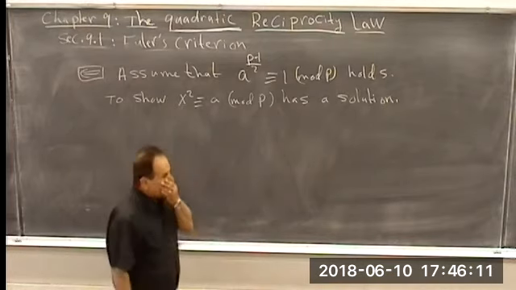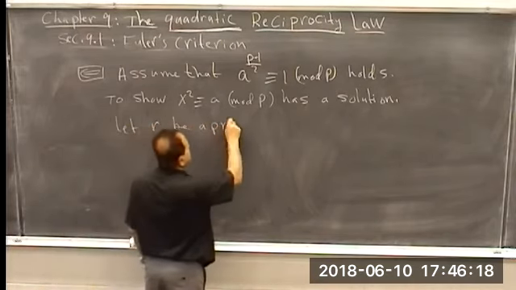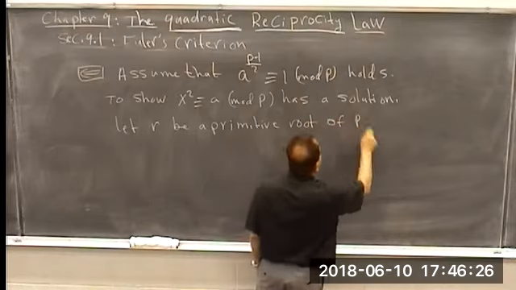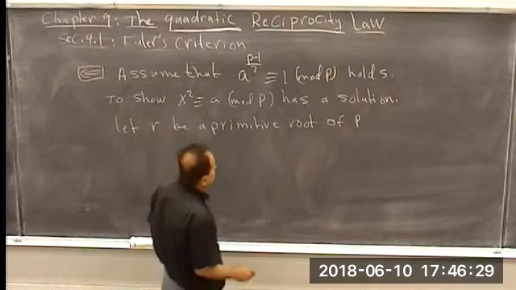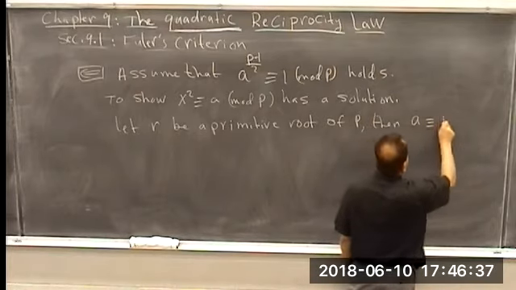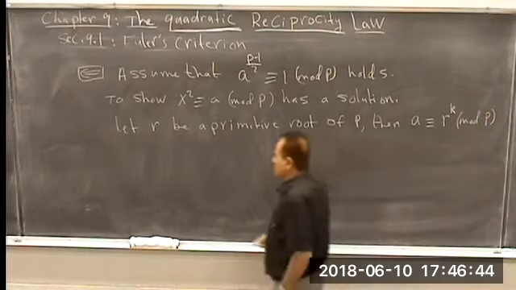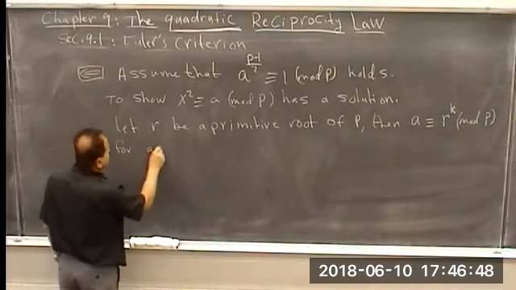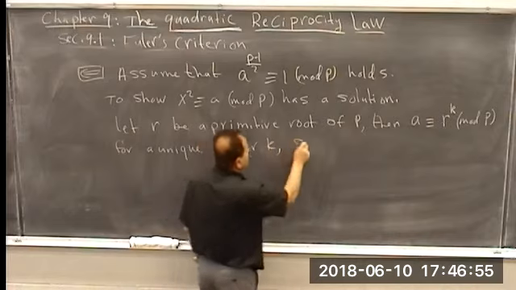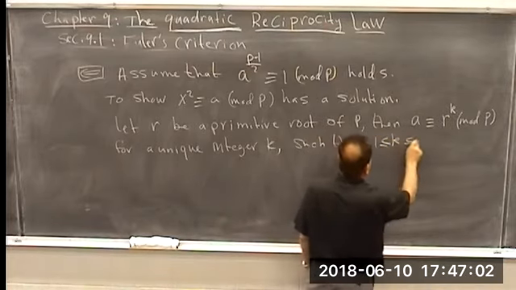For this one we're going to take, let R be a primitive root of P. Then we know that A is going to be congruent to R to the K mod P for a unique integer K, such that K is between 1 and P minus 1.